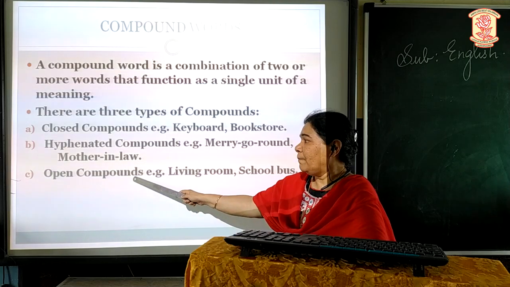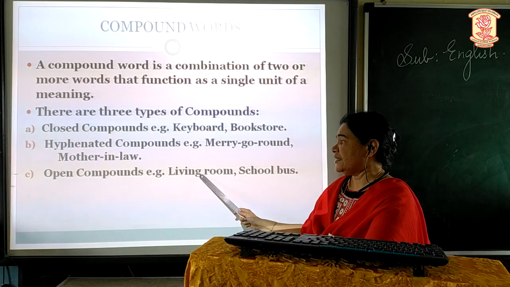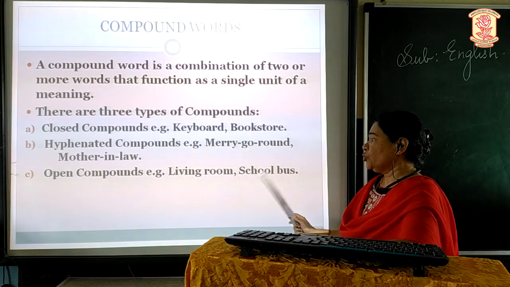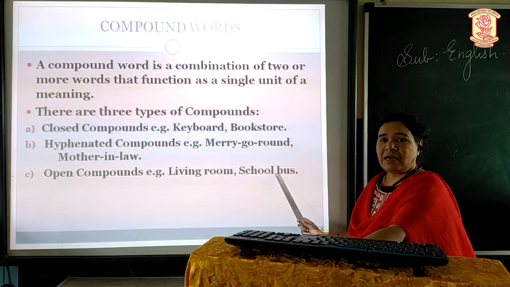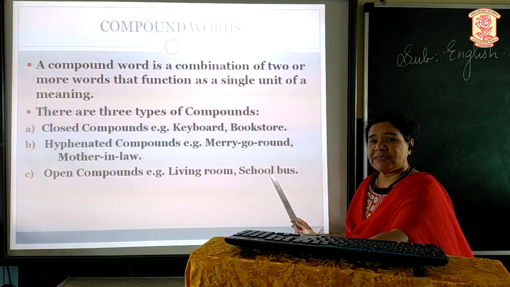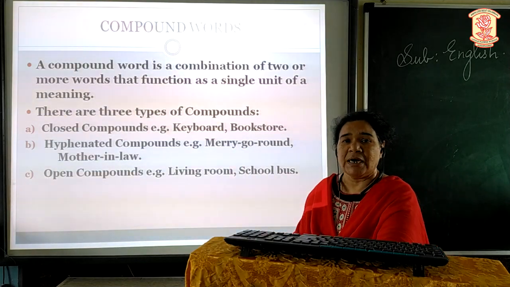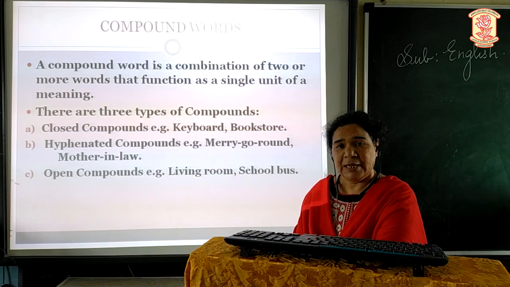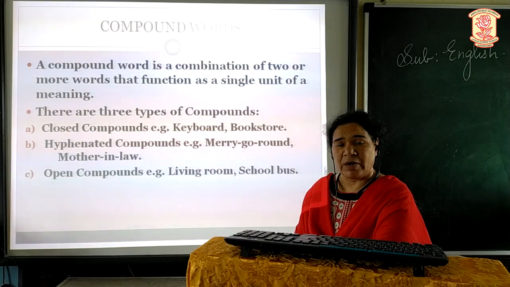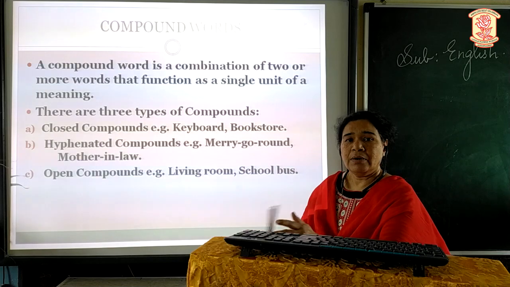The third type of compound word is open compounds. Open compounds means, for example, living room. There is a space between living and room. That is why it is an open compound. School bus. Again there is a space after school, so it is an open compound. It is one word but there is a space in between. Clear? So again pay attention. A compound word is a combination of 2 or 3 words but they are considered as one word. Now there are 3 types of compound words: close compounds, hyphenated compounds and open compounds.